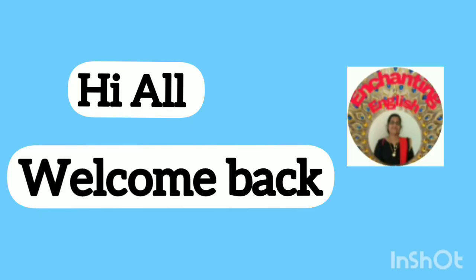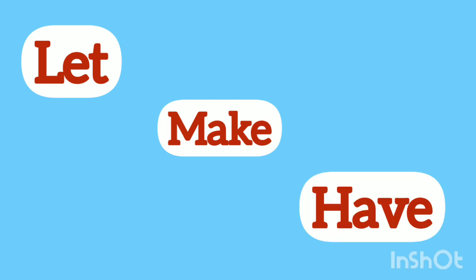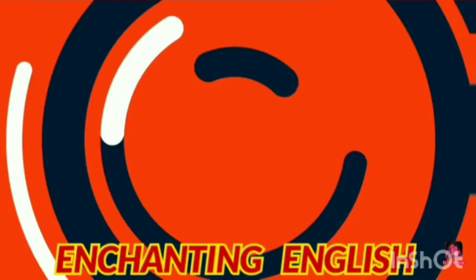Today you're going to learn about 5 important verbs which are called causative verbs. They are let, make, have, get and help. How are these words used in sentences and what are the important things that you have to remember when you make use of these verbs is being discussed in detail today in the class. Come, let's dive into the topic.